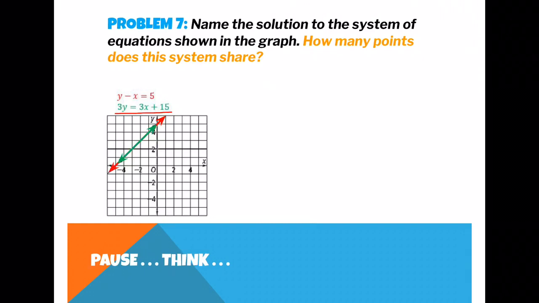So let's think for a moment. If these lines do lie exactly on top of each other, exactly how many points would they share? I want you to pause the video for a moment and think about that. Did you get it? If two lines are lying exactly on top of each other, then they would share every single point on both lines. So since each line has an infinite number of solutions, then these lines would share an infinite number of solutions. And so this system would have infinitely many solutions.